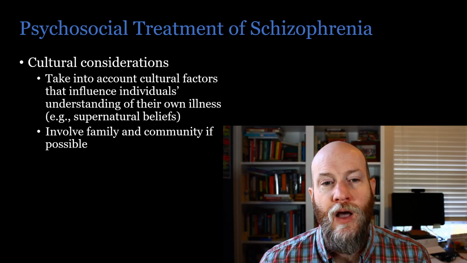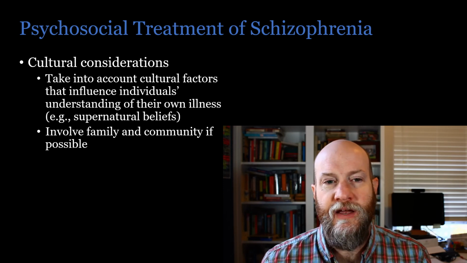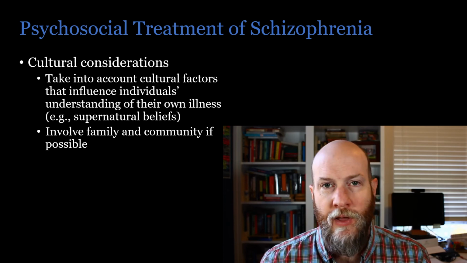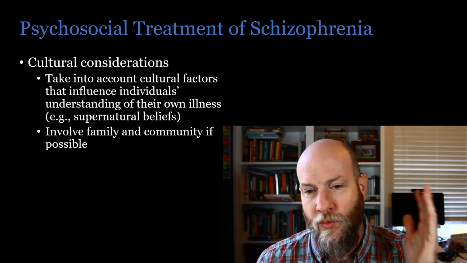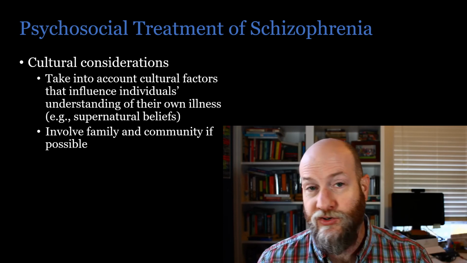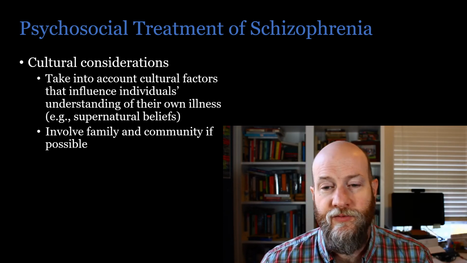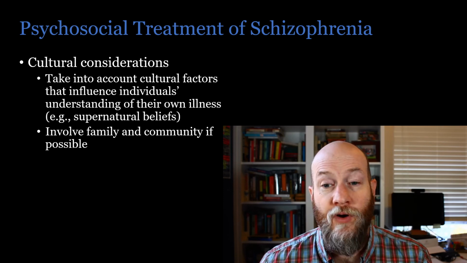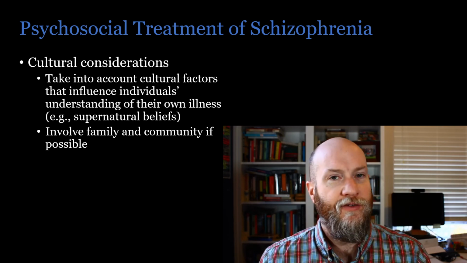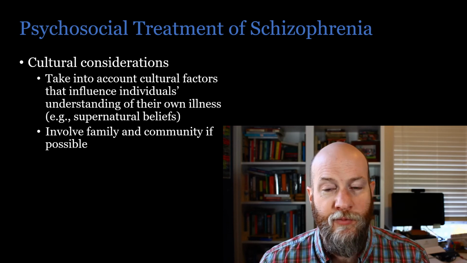So you need to understand the person's culture and their understanding of what it means to have these symptoms, rather than just this very straightforward, everything is logical and medical and that's all there is to it. So we need to consider culture when we're treating schizophrenia. We also need to try and involve the family and the community as a social support network whenever that's possible, because it's associated with much better outcomes.